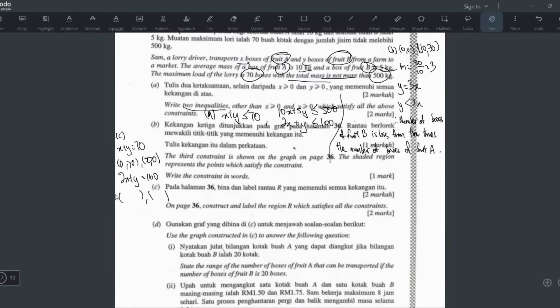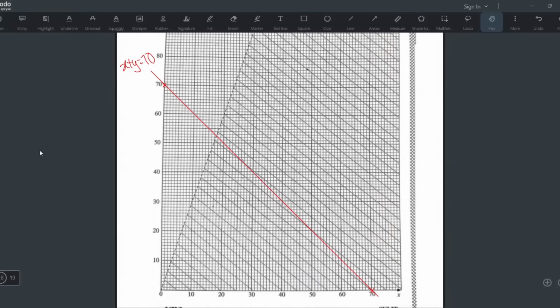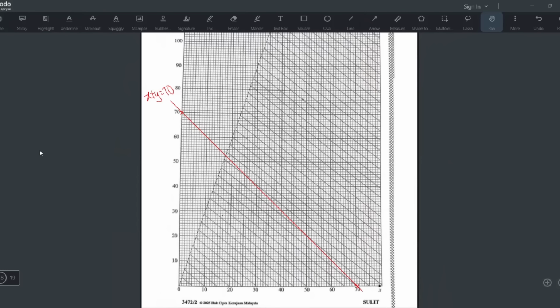Okay, next line: 2x plus y equals 100. Ganti x kosong, you dapat y 100. Ganti y kosong, you dapat 100 divided by 2, which is 50. So (0, 100), (50, 0). Let's go. (0, 100) is here. (50, 0) is here. Now use a pembaris panjang and then sambung.